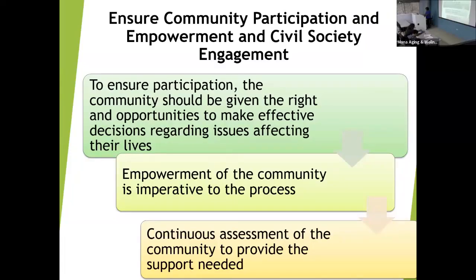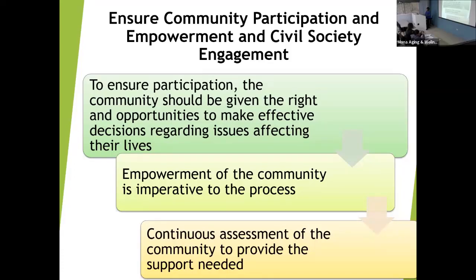When we talk about ensuring community participation and empowerment and civil society engagement, we really want to ensure that a community should be given the right as well as opportunities to make effective decisions regarding issues affecting their lives. There is conventional wisdom in every community. It means that the people already understand the issue and they also sometimes know the solutions to the issue. They just need a little help in advocacy and networking to get it done. If you have that discussion with them, they'll tell you, we think that if this and this get done, then you can solve this.